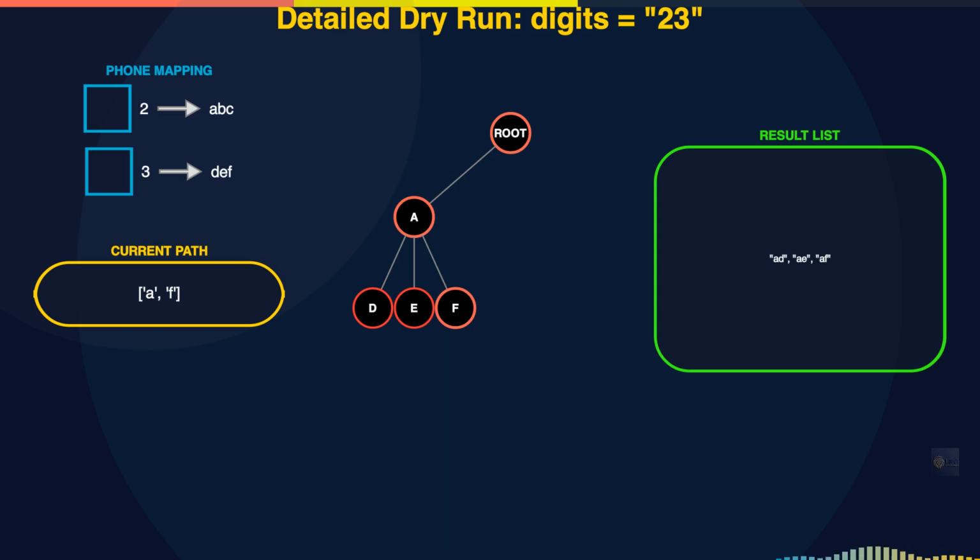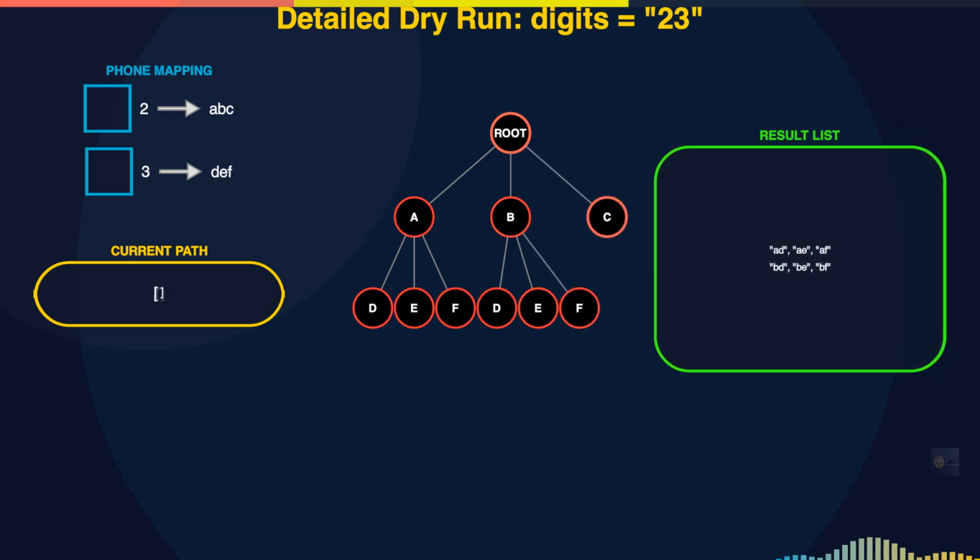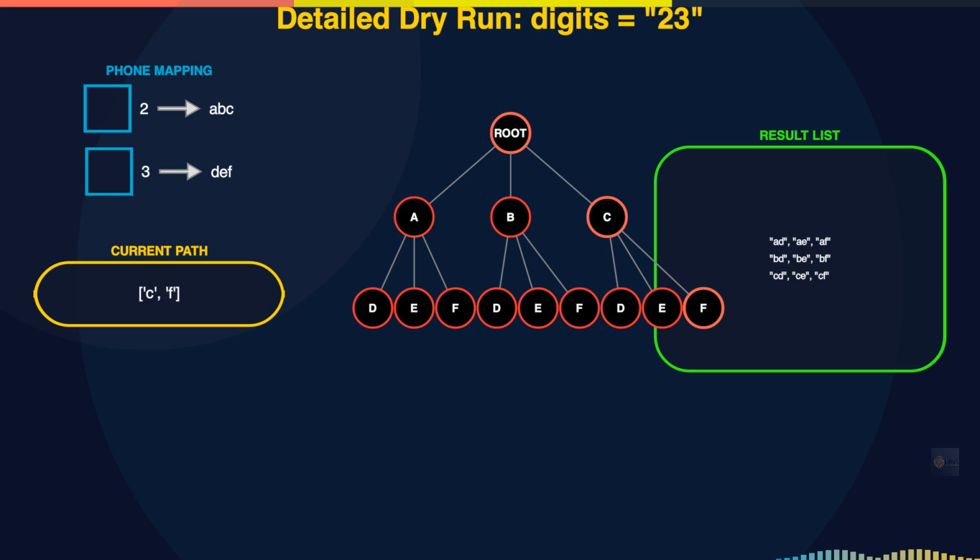We move from A to B. With B as our start, we repeat the process for the second digit. We pick D to get B, D. Then E to get B, E. Then F to get B, F. Finally, we backtrack to the first digit one last time and pick C. We pair it with D, E, and F to get C, D, C, E, and C, F. We have explored every branch. Our final result is the list containing all 9 combinations.